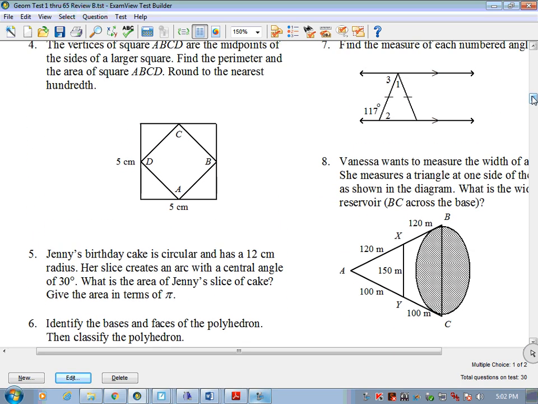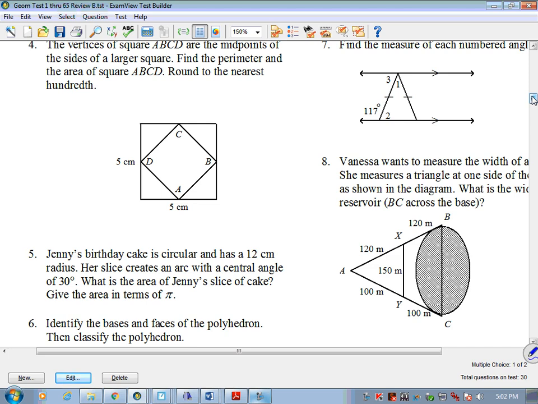But make sure that you're showing your work so that you can get full credit. All right, 4, the vertices of a square. The fact that they're saying it's a square is important. It showed me that ABCD shows up at the midpoints of the sides of the larger square. We want to find the perimeter and area of the square that's on the inside to the nearest hundredth.